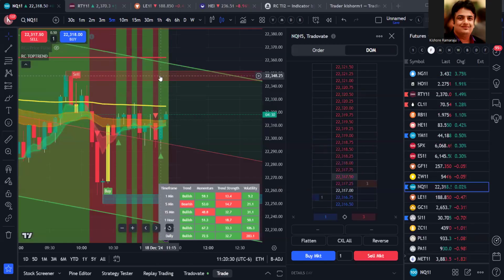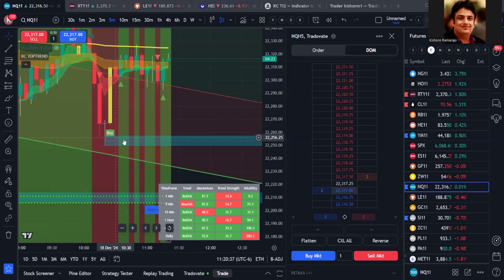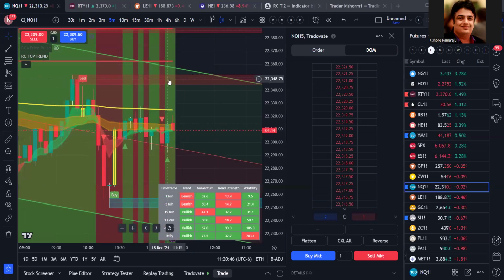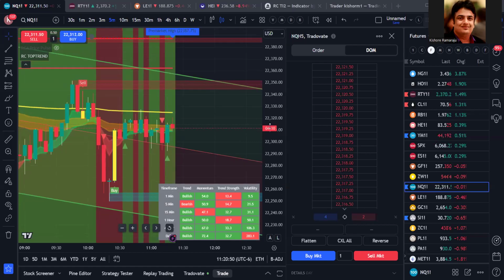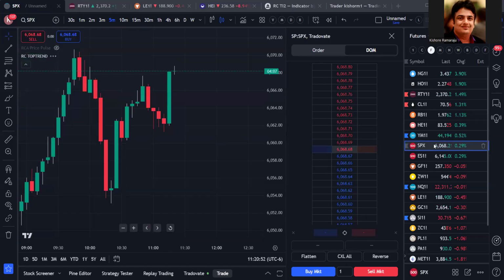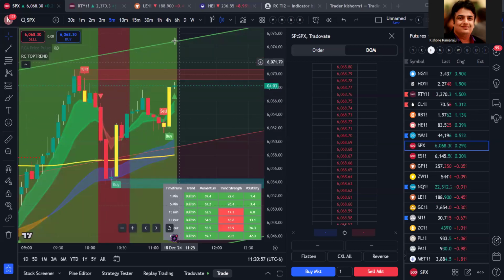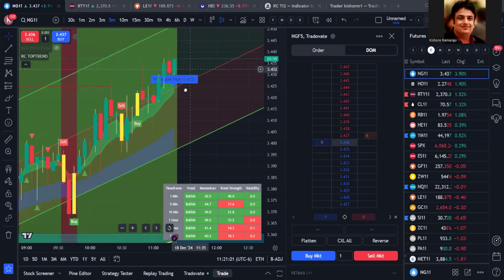You have resistance here. Only if you get a sell signal at a resistance, you can take that. Only if you get a buy signal close to your support, if the price candle touches the support and you get a buy signal, that is generally a good opportunity. Or if you touch the resistance and you get a sell signal, that is a good short opportunity. So you can see SPX going up, right? Your natural gas going up.